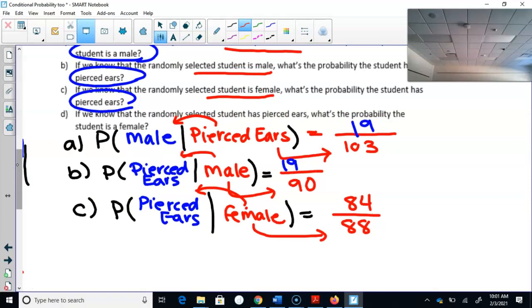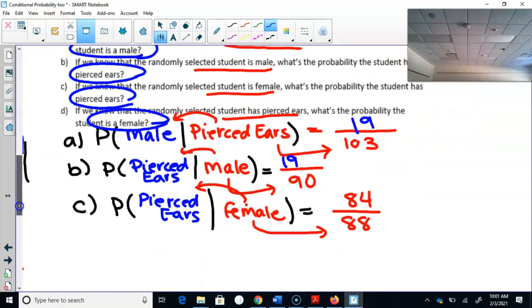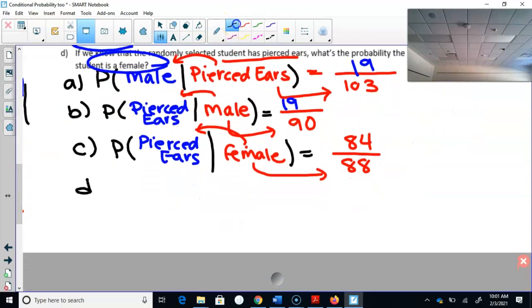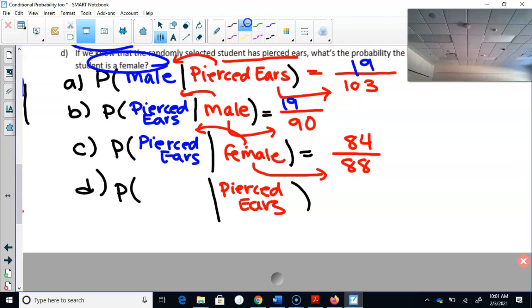See if you can do D on your own. You're pausing it right now. If we know that the randomly selected student has pierced ears, what's the probability that they are female? Again, I want to write this out. Check your work. Hopefully you have it right. If not, you can always come ask in office hours or ask in our class as well. We know that the person has to have pierced ears. What's the probability that they identify as female? That's D. That's what you should have.